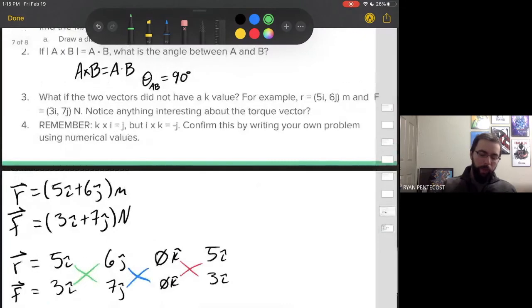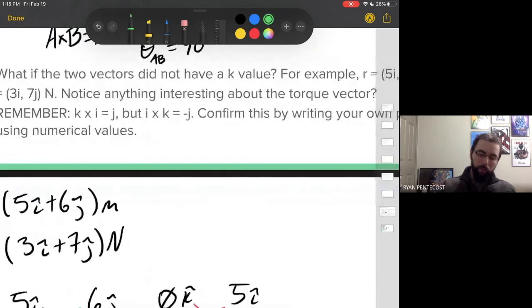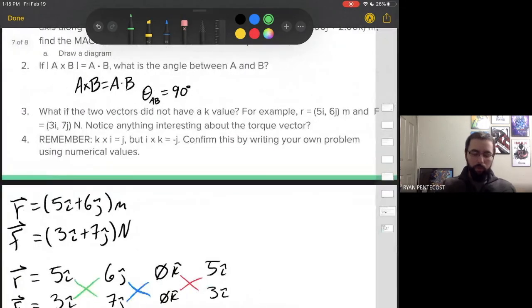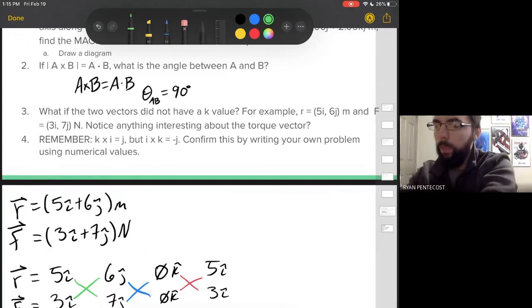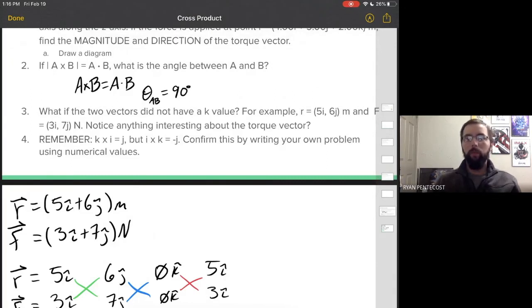Now remember, K cross I equals J, but I cross K equals negative J. Confirm this by writing your own problem using numerical values. So this was a challenge for my students when we do this in class, and I'm going to leave this for you guys to do as a challenge for yourselves. Try to prove that K cross I equals J, but I cross K equals negative J by writing your own problem. This concludes our video on the cross product, and we are going to continue on to angular momentum in our next video.